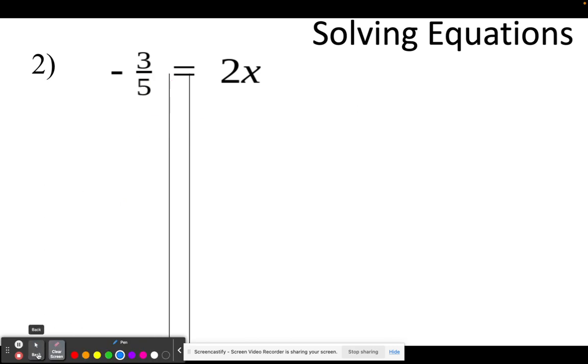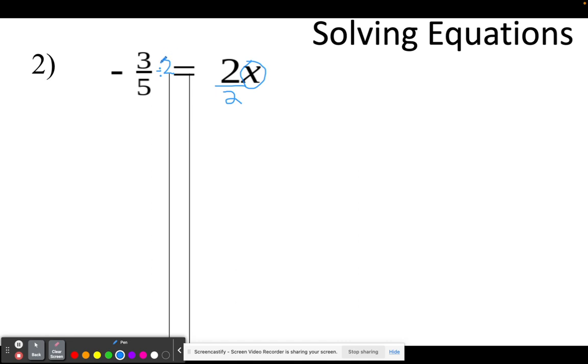Okay, so let's try our next example. Again, my goal is to get this x by itself, but it is being multiplied by 2, which means I want to divide by 2. I'm dealing with a fraction. So if I divide by 2, I'm going to end up with that weird fraction over fraction. So I'm going to put divide by 2 here.